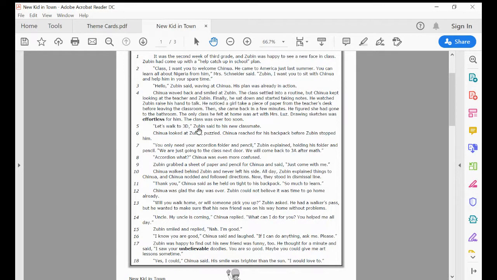Let's walk to 3D, Zubin said to his new classmate. Chinua looked at Zubin, puzzled. Chinua reached for his backpack before Zubin stopped him. You only need your accordion folder and pencil, Zubin explained, holding his folder and pencil. We're just going to the class next door. We will come back to 3A after math.